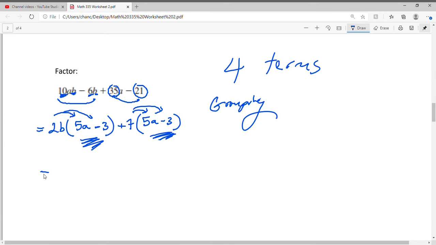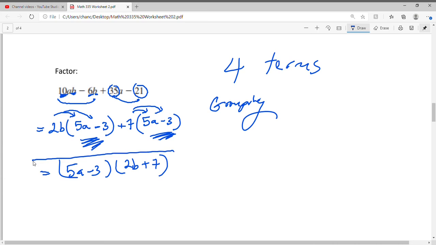So I always want to make sure for grouping that these two are the same. Take out 5a minus 3. And what's left is going to be 2b plus 7. And so this is the factored form for our polynomial.